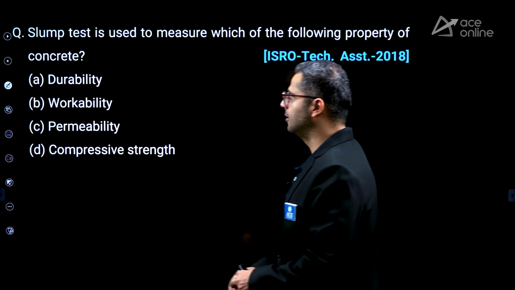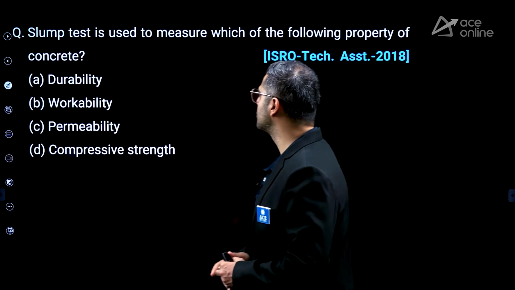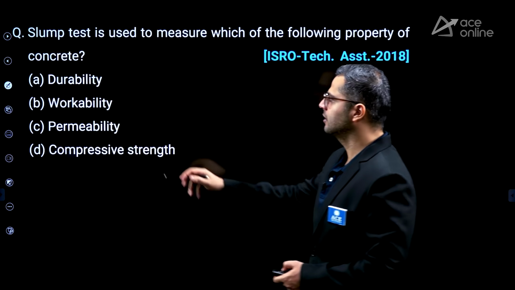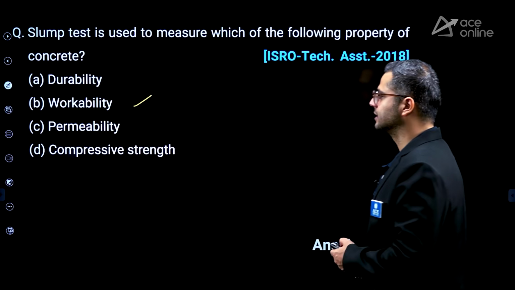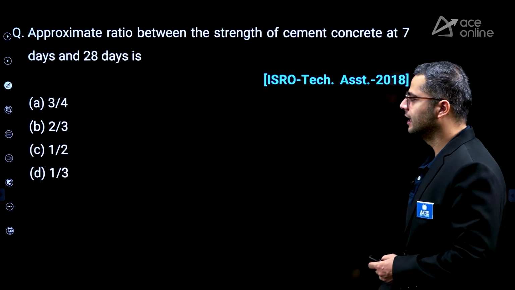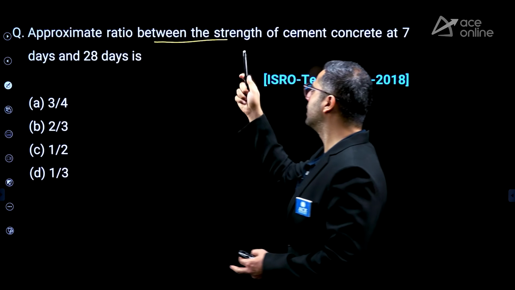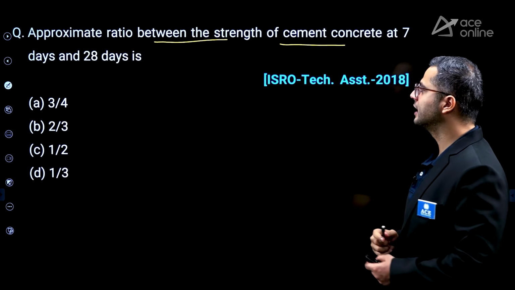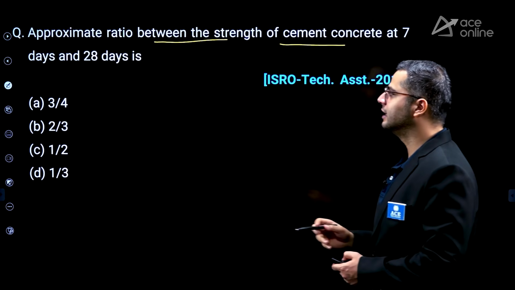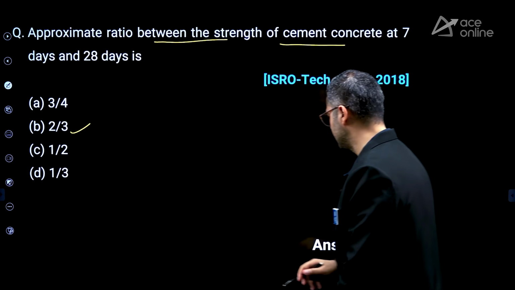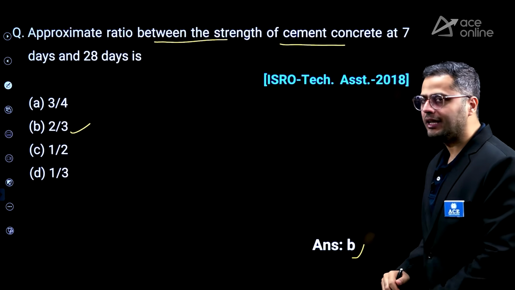Next one, the slump test is used to measure which of the following properties? It is used for workability, as told you previously. Next, they are asking the approximate ratio between the strength of cement concrete at 7 days to that at 28 days. It is 2 by 3, approximately 67% of the 28 days strength.